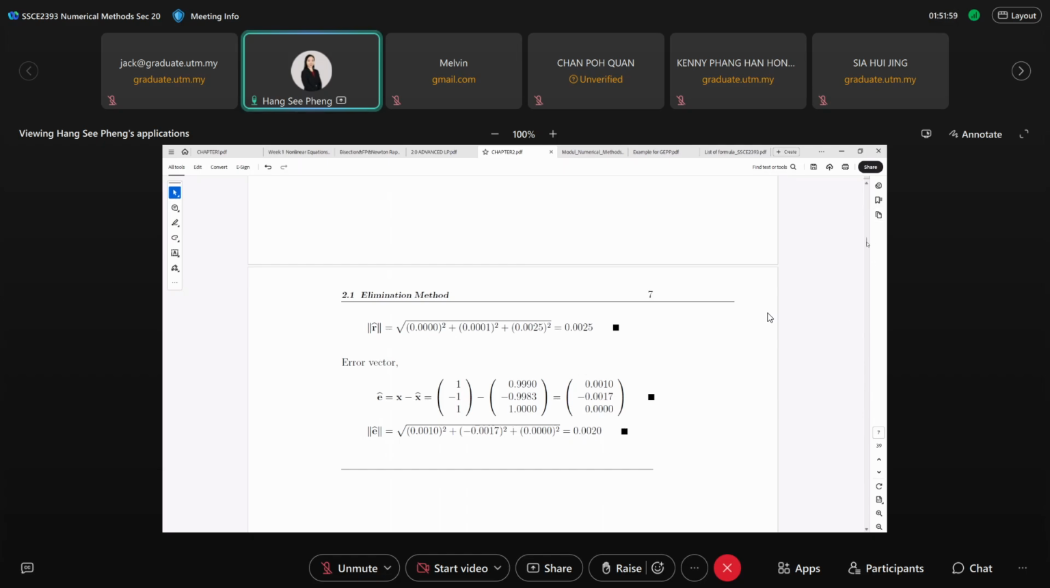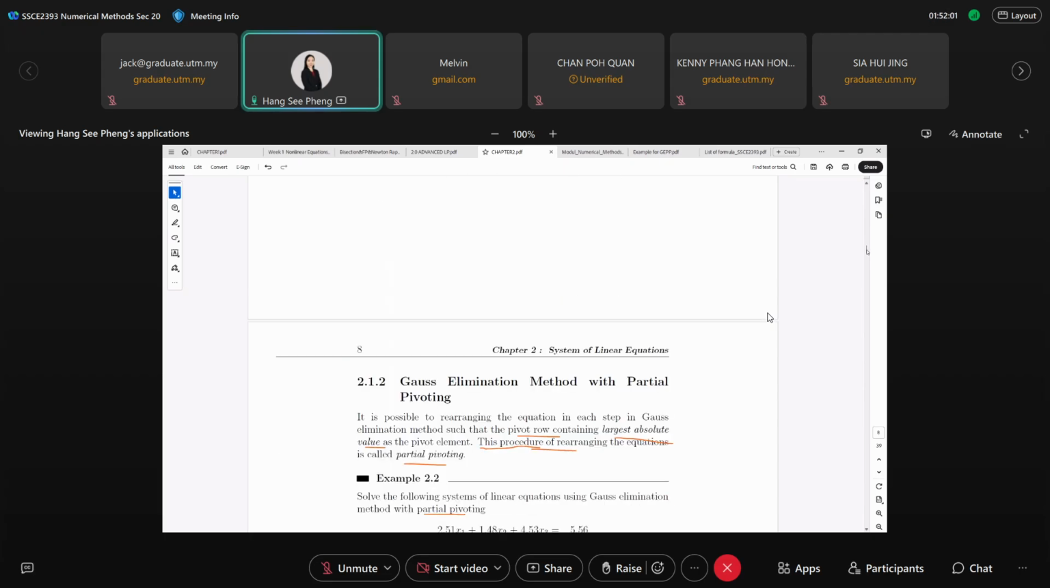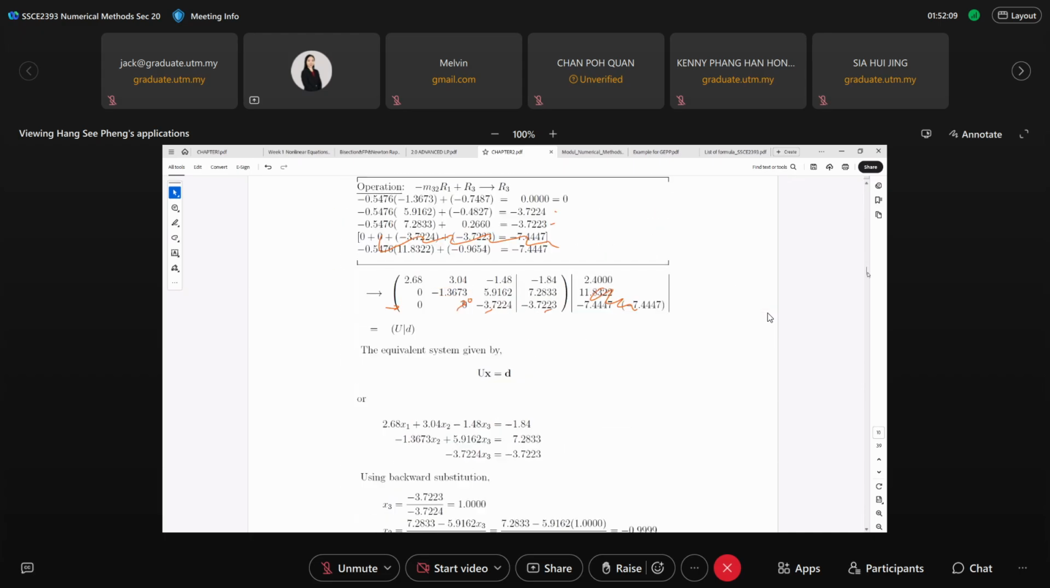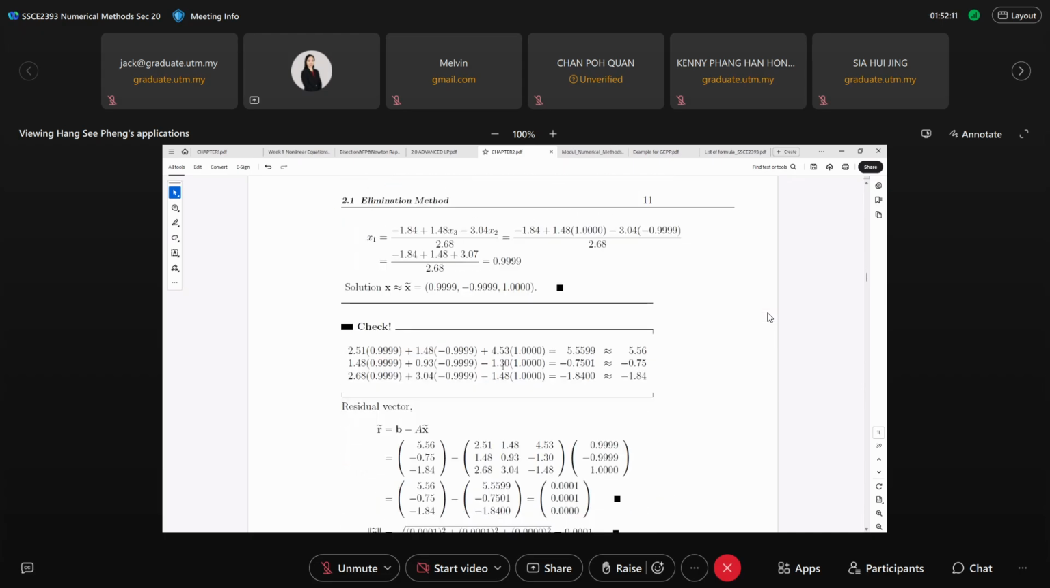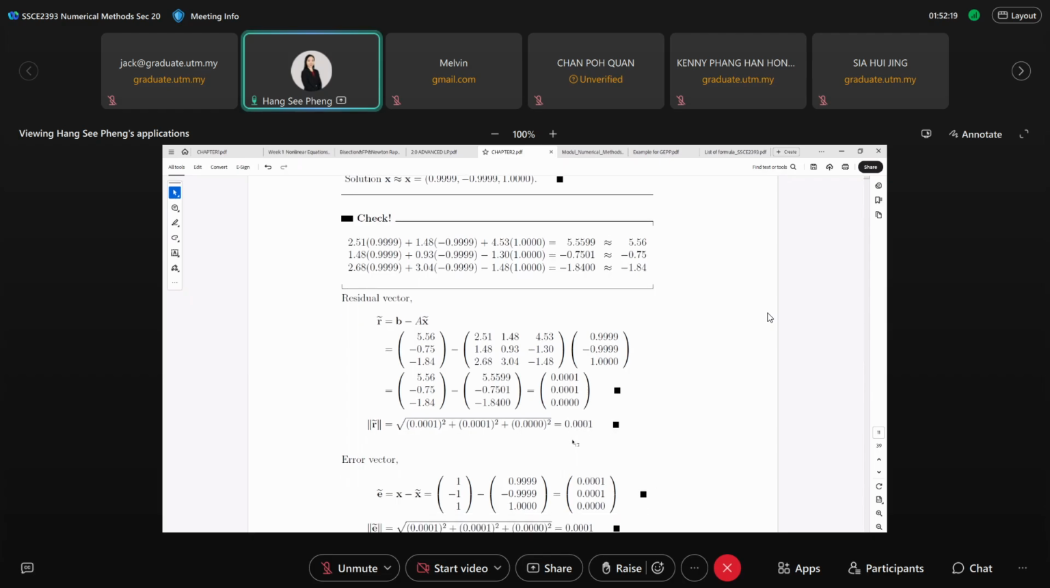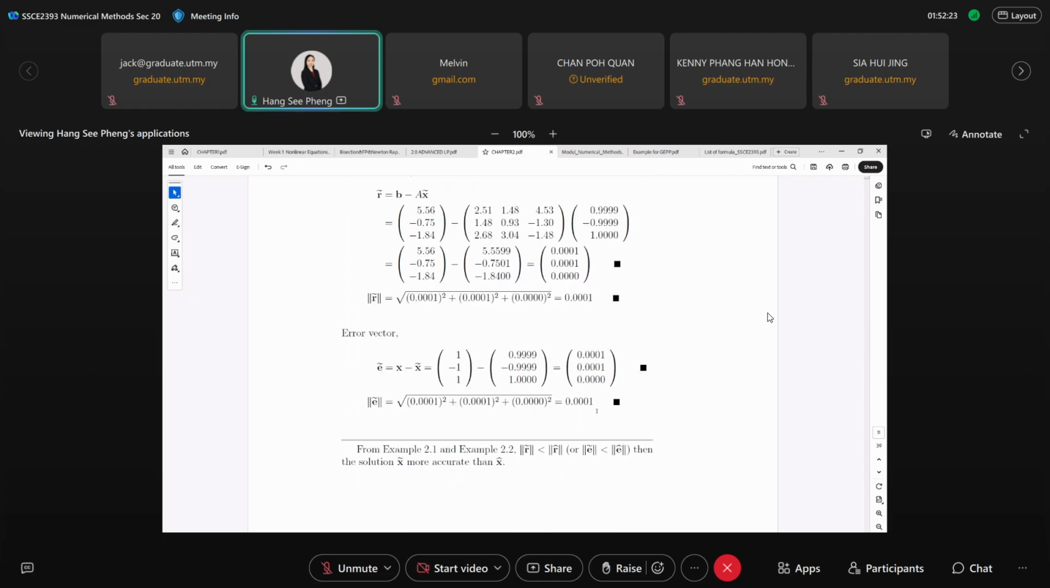We compare it with the partial pivoting, where we do the row interchange based on the partial pivoting. Is it more accurate? Okay, let's see. Yeah, it's more accurate, very obvious, right? When we calculate the error, this one we got 0.002 something, but this one the error is only 0.001. This one also 0.001. So we compare two examples.